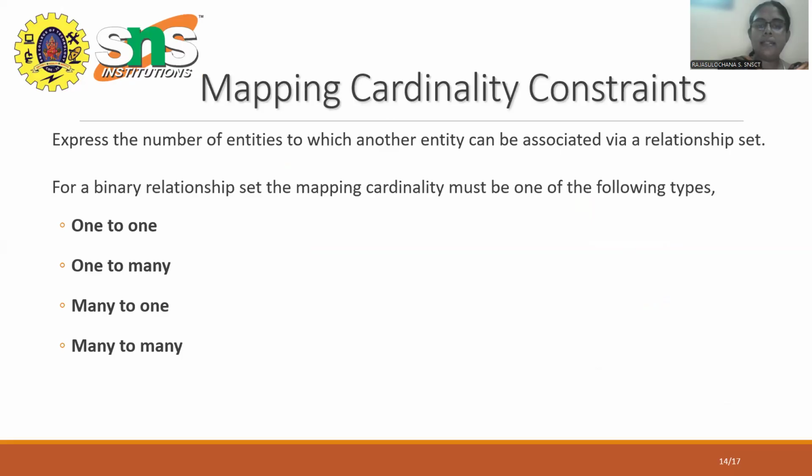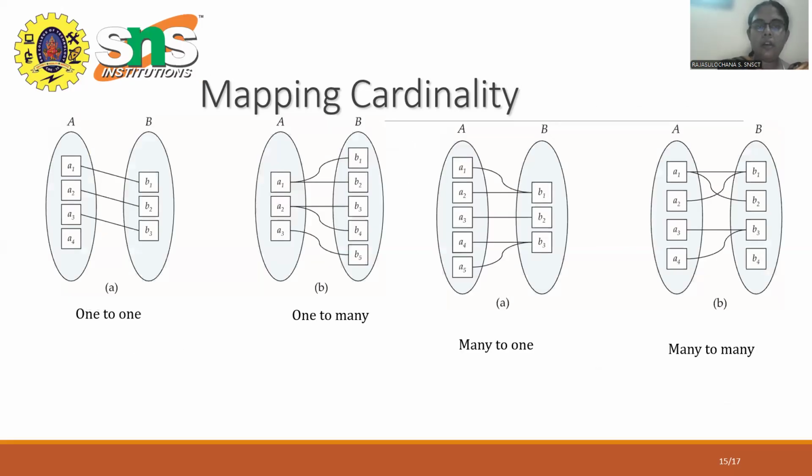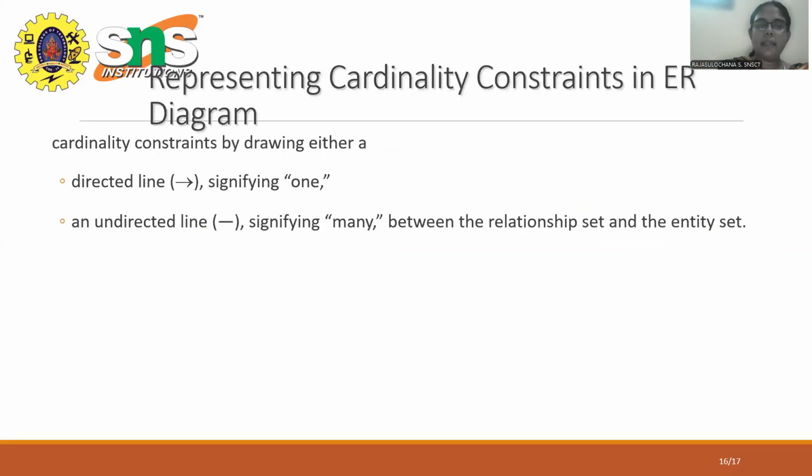Cardinality set is used to represent the type of relationship set. It can be one-to-one, one-to-many, many-to-one, or many-to-many. So here is the mapping of the cardinality set. The first represents the one-to-one mapping, the second is one-to-many, the third is many-to-one, and the last is many-to-many.